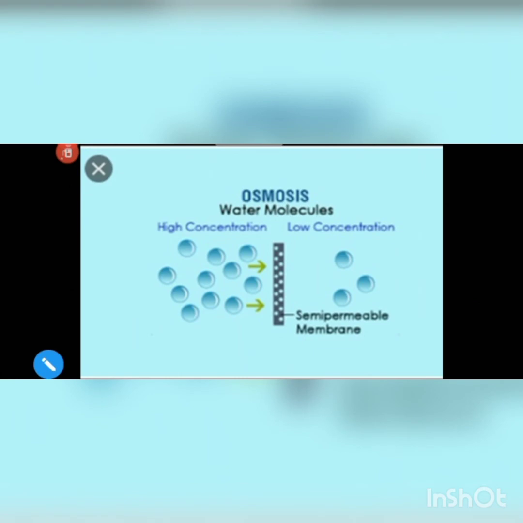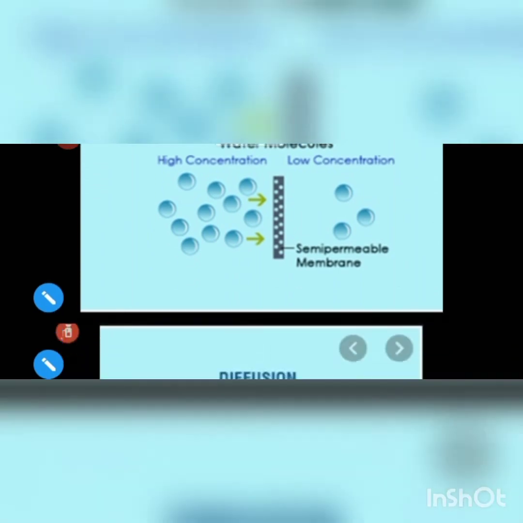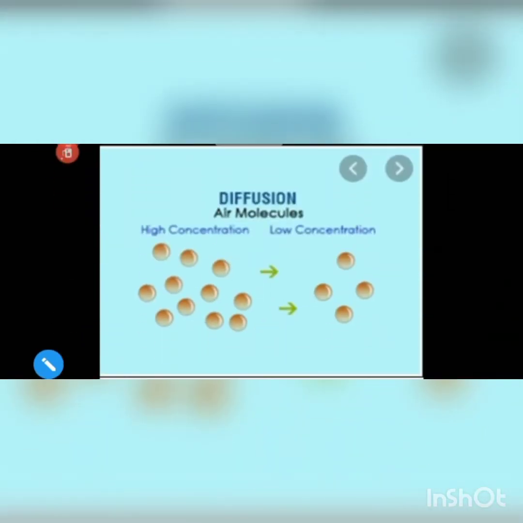So, movement of water molecules across the cell will take place by a process called as osmosis, and gaseous exchange will take place by the process of diffusion. Now, let us see what will happen when we place a cell in varying concentrations of solution.